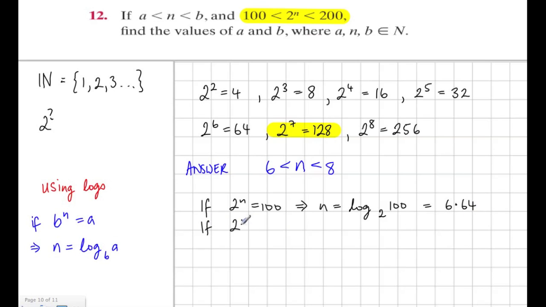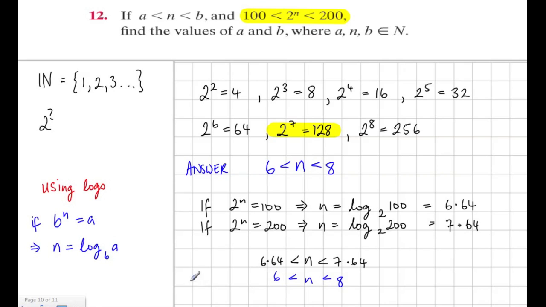And if 2 to the power of n was equal to 200, what will give you 200? Stick this into the calculator, log of 200 to the base 2, and you see it's 7.64. So what this tells us is n is bigger than roughly 6.64, but n is smaller than 7.64. So we're saying, what are the whole numbers that n is between? Well, if it's bigger than 6.64, it's obviously bigger than the whole number 6. It's not bigger than 7 because 7 works. And it's obviously less than 7.64, so it's less than the whole number 8.